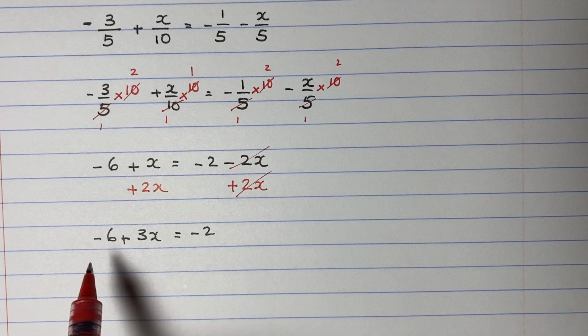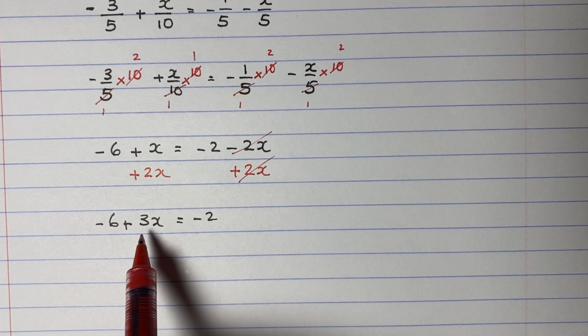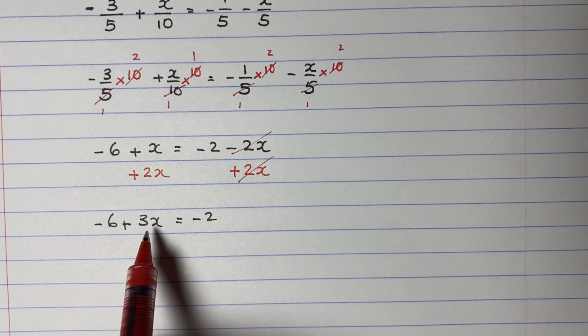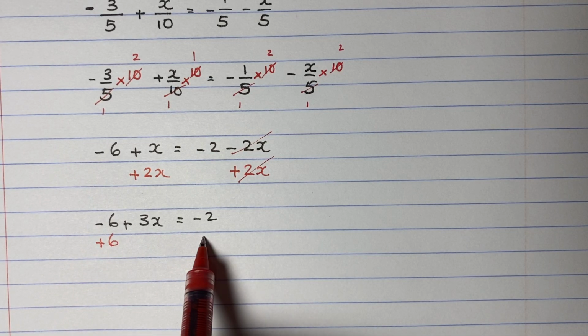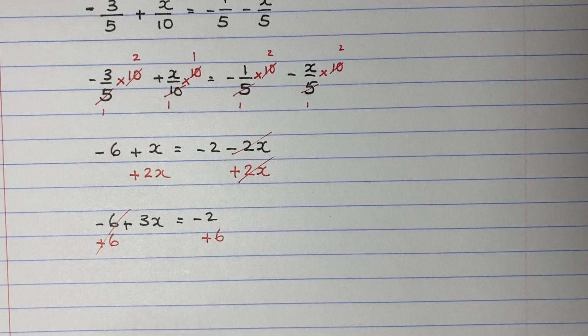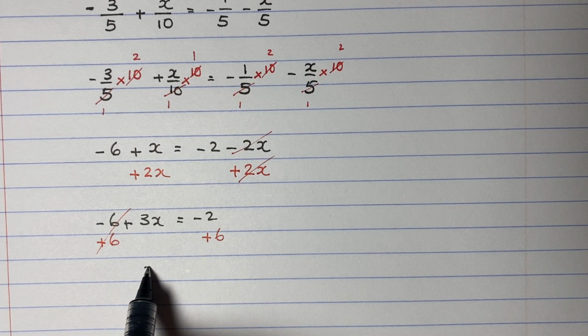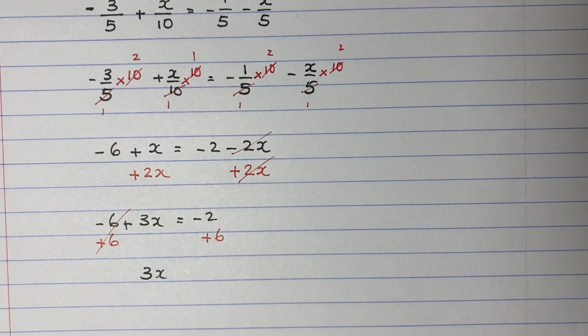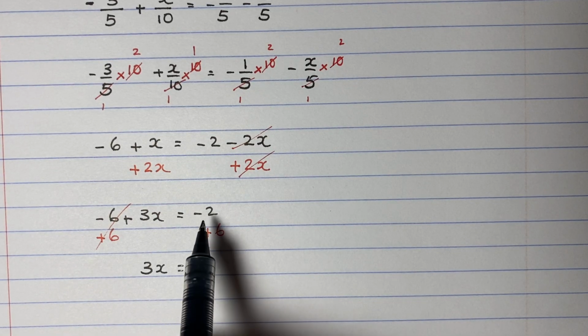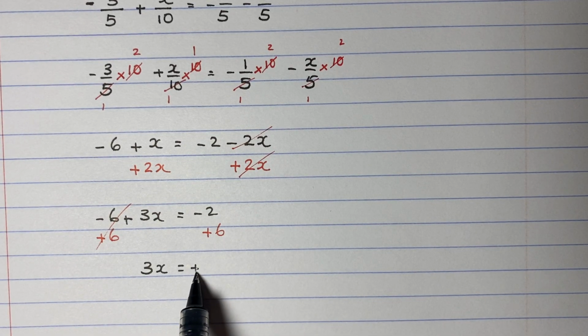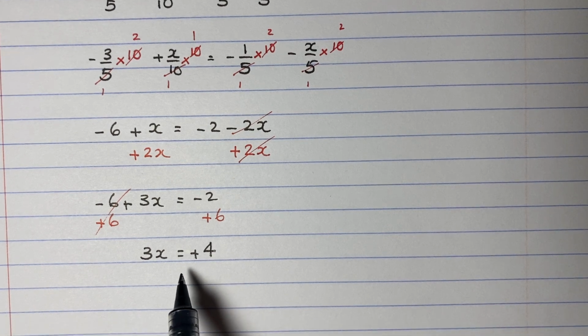I need to get rid of minus 6 and plus 3. Plus 3 is multiplied by x, I'll leave it to last. So add plus 6 to get rid of the minus 6. As I go along, the x side gets lighter and lighter. There's only 3x left here. Minus 2 add 6 is 4, or plus 4.